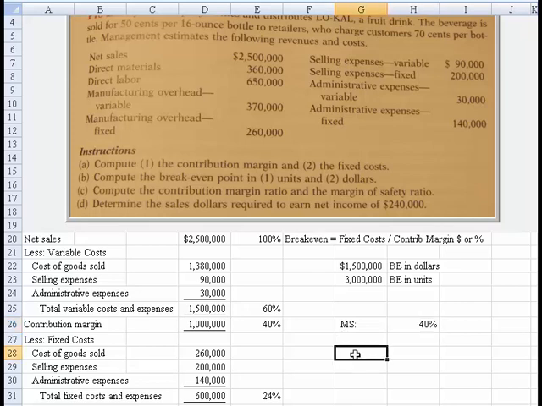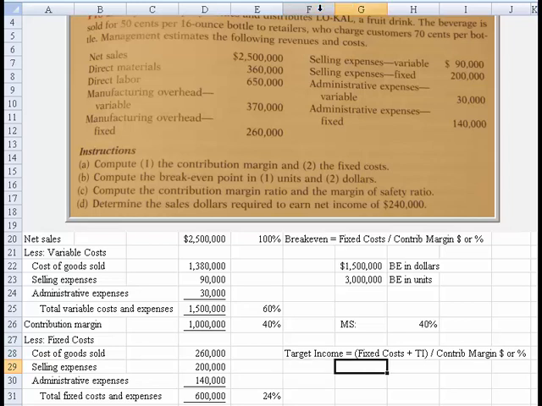All right, then on part D it says determine the sales dollars required to earn net income of 240,000. Okay, well here's our break-even dollars of $1.5 million, right? So the formula to do target income, I'm just going to copy it here. Let's do it this way. Target sales is equal to fixed costs plus targeted income divided by the contribution margin, either in dollars or percentages.